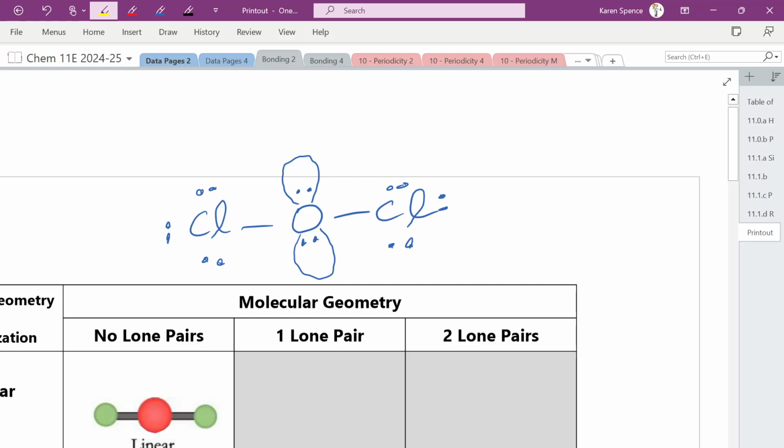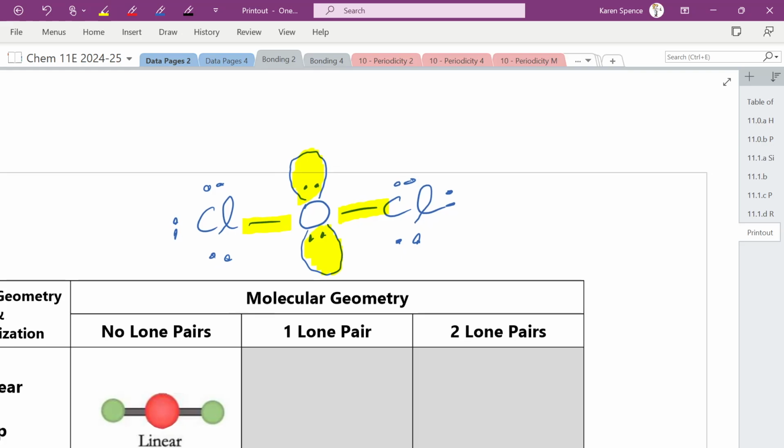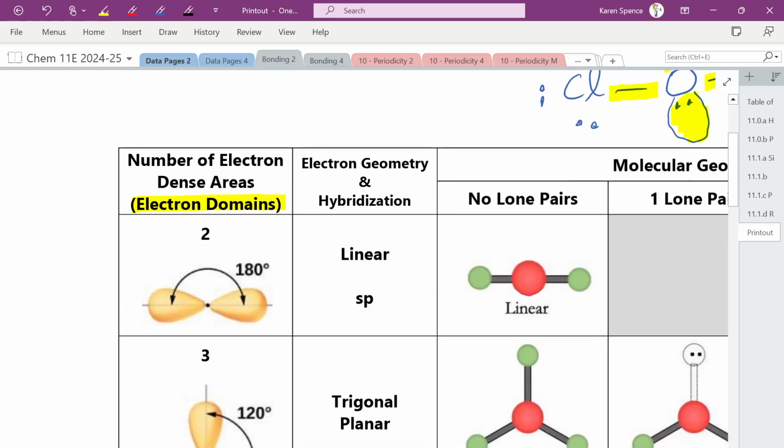Is a bond a place where electrons live? Do electrons live in bonds? Yes. So there are electrons living here. There are electrons living here. There are electrons living up in the lone pair there and in the lone pair there. So how many places do electrons live? 4 places.